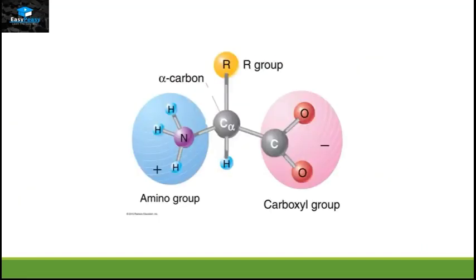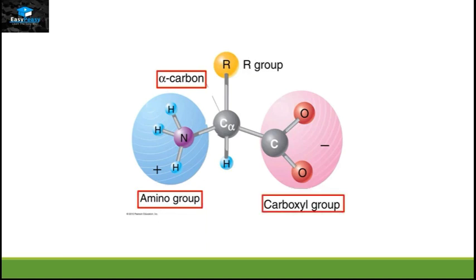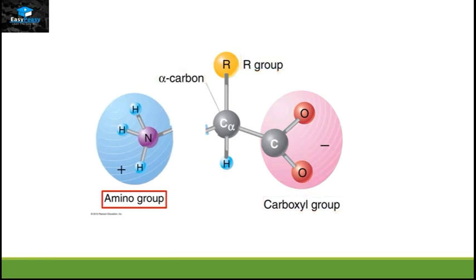Now, for your amino acid, you all agree with me that the characteristics of an amino acid are that for every amino acid, there is an alpha carbon, an amino group, a carboxyl group, and an R group. And for every amino acid, the alpha carbon, amino group, and carboxyl group are always constant. It is the R group that will continue to change. So that's the properties of an amino acid.